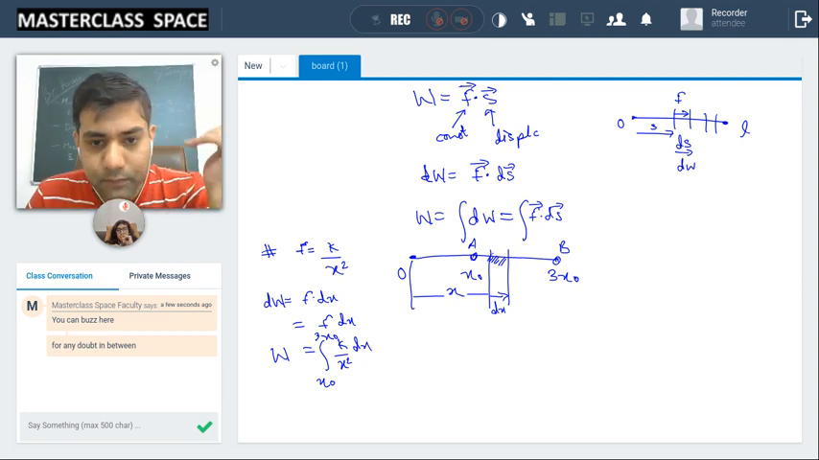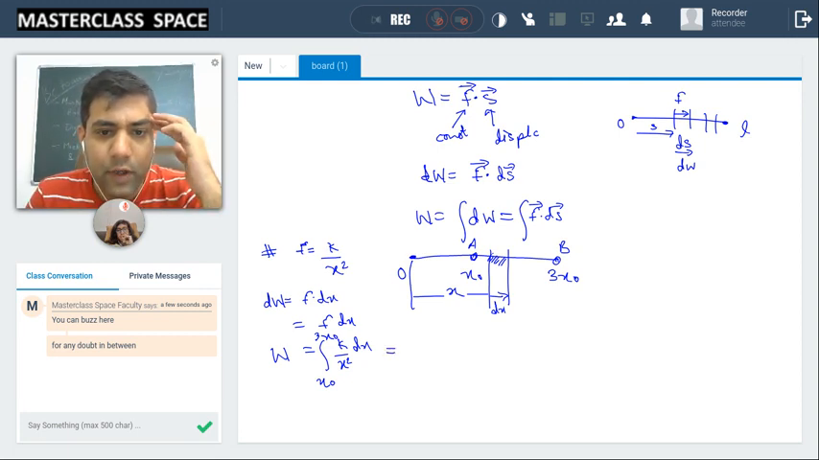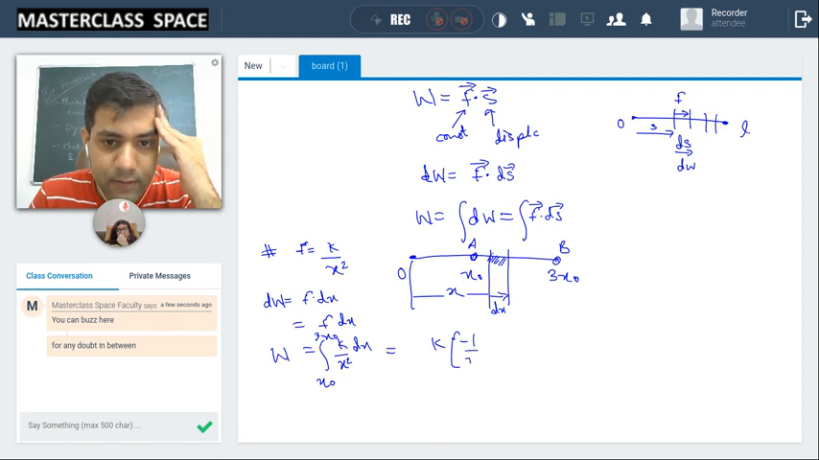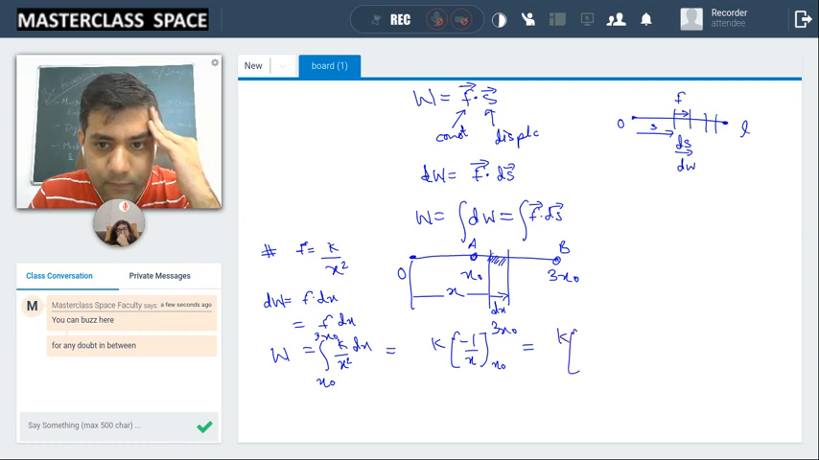This is how you do it. So what are you going to get? The integral of 1 upon x square. k is constant, so I'm going to take k common. The integral of 1 upon x square is minus 1 upon x, integration from x naught to 3x naught, and that's going to be equal to k times (1 upon x naught minus 1 upon 3x naught).